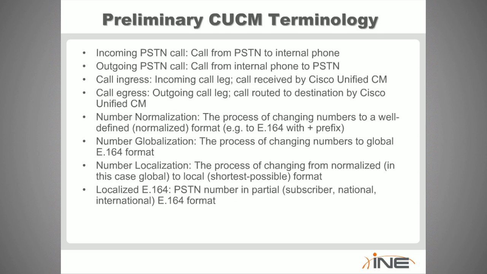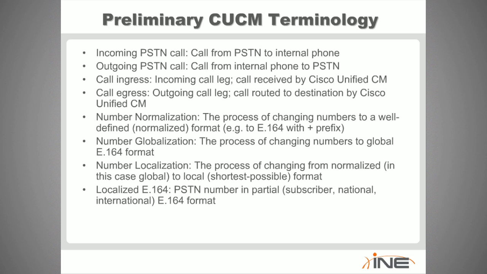Okay, so let's look at a little bit of preliminary CUCM terminology. Incoming PSTN call, these are calls coming from the PSTN to an internal phone. Outgoing is going from an internal IP phone to the PSTN. Call ingress, here we're talking about the incoming call leg, so calls received by CUCM. By the way, this is received by the server. So this includes IP phones that are placing calls into the CUCM server. In other words, I go off hook on a phone, and when I go off hook, I begin dialing digits. I'm placing an ingress call into CUCM. Then CUCM does its matching and then routes that call out.